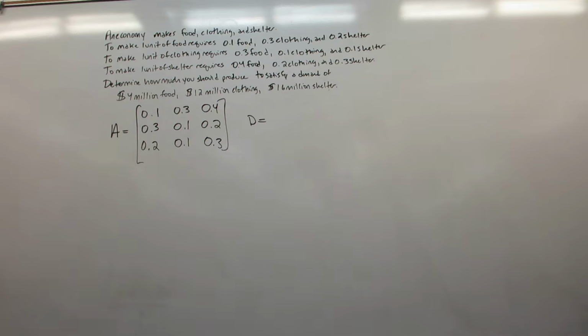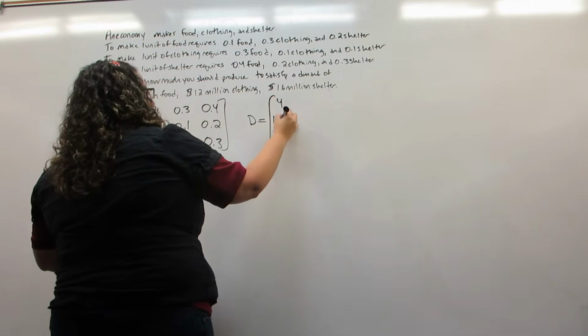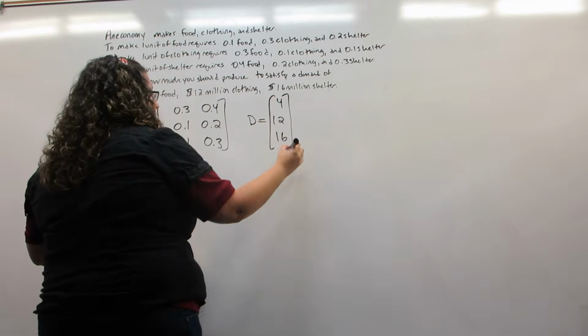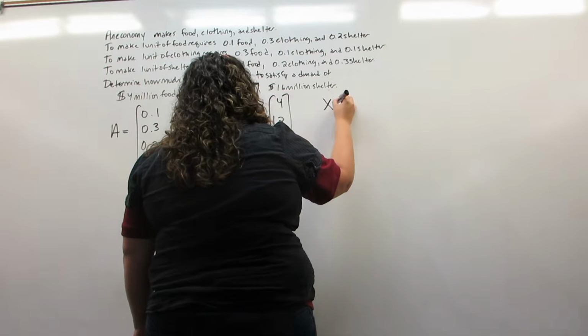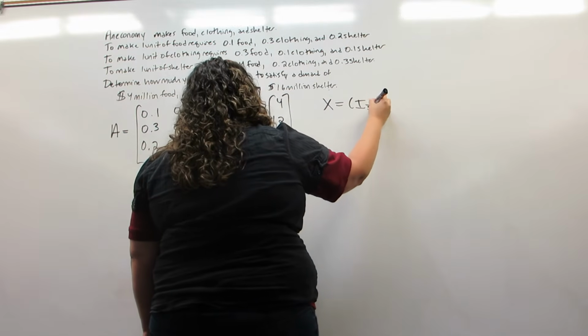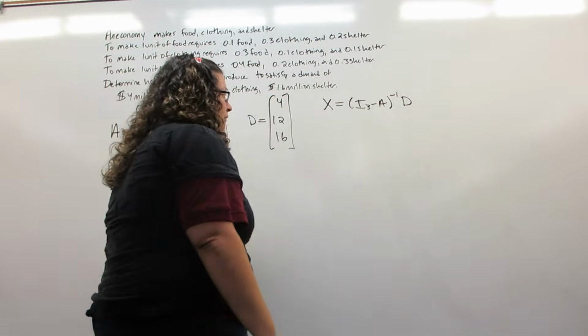Finally, we also need a demand matrix, which is going to be a column simply listing the 3 demands down. Now, to solve a Leontief input-output model, we are going to be using the formula. The X will be the identity matrix minus A inverted times D.